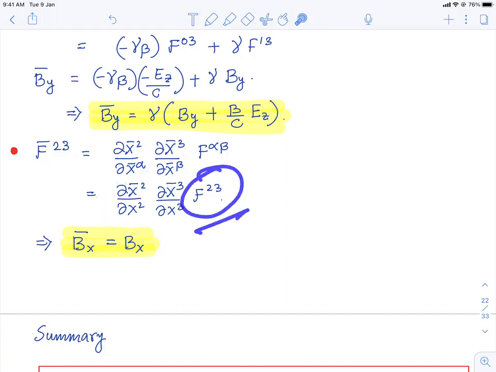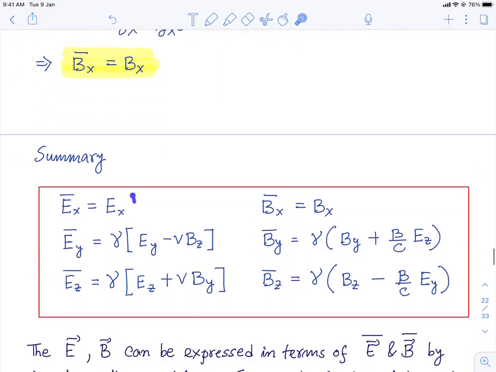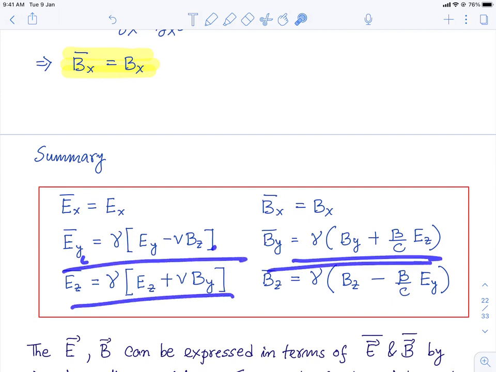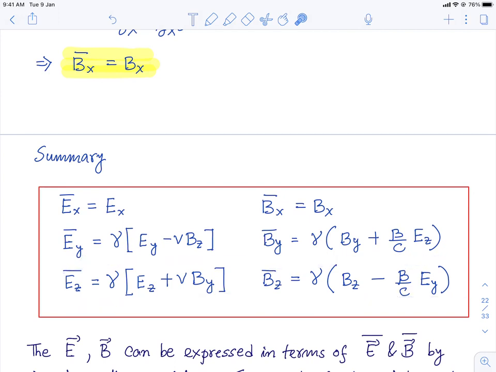So this F23, and therefore this Bx is equal to Bx. So both the x component of the electric field and the x component of the magnetic field remain invariant. Whereas the y and z components get mixed up with each other in the way that we have written here. Okay, that's the summary of everything.